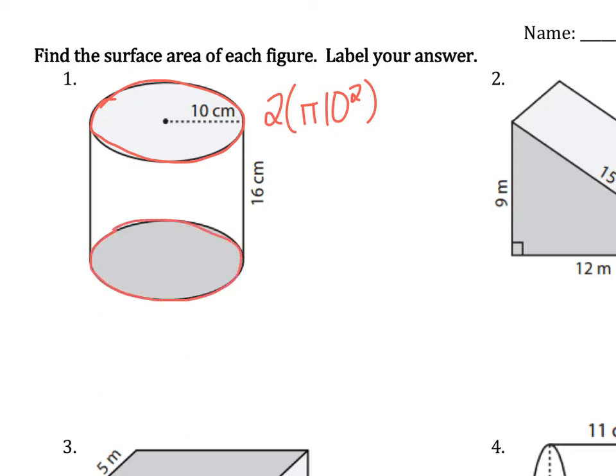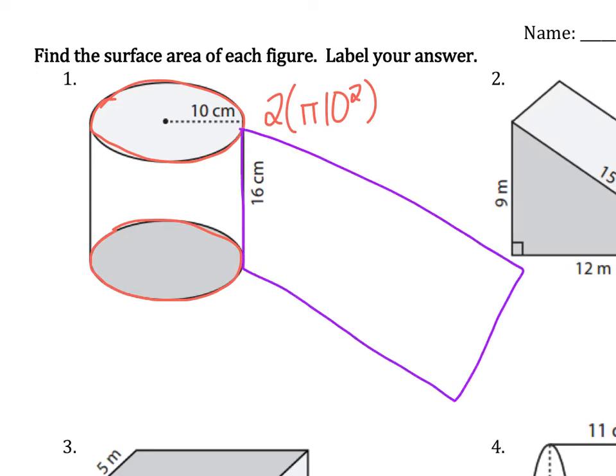And then there's the rectangle part. Remember, we can unroll that curved part, and that's going to be a rectangle. We already know the height of the rectangle, it's given to us as 16. And then the length of the rectangle is going to be the circumference.